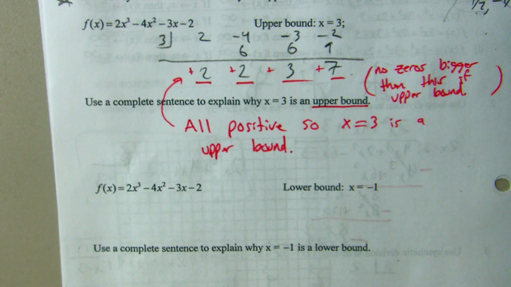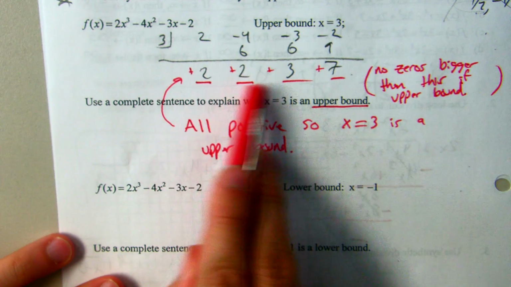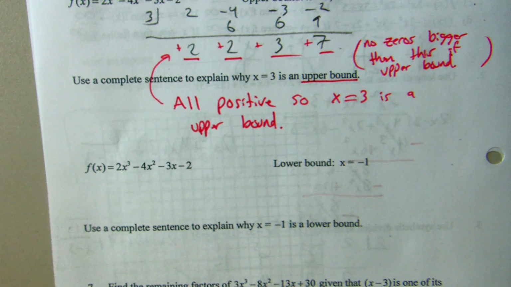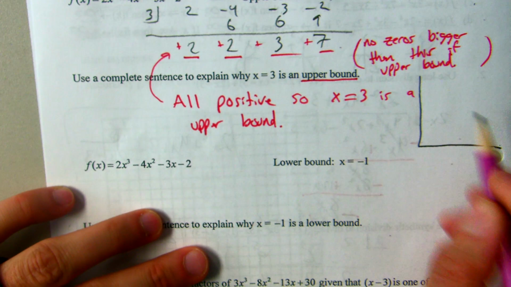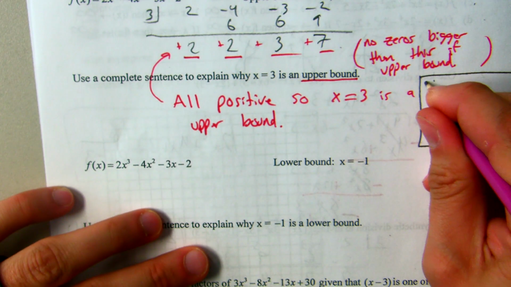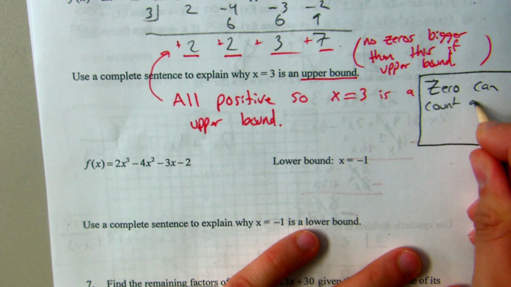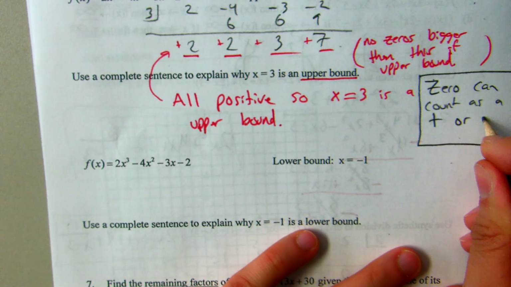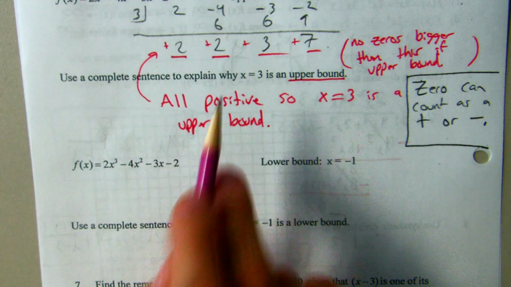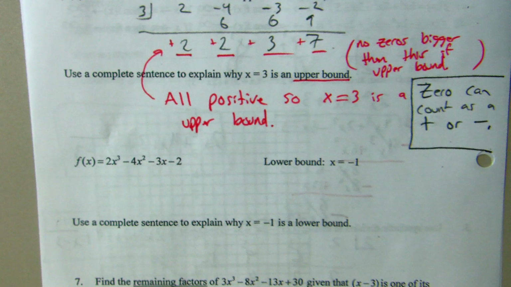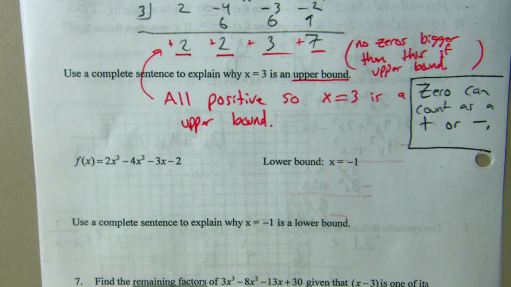So the work is really just synthetic division, but you're recognizing that all of the terms on the bottom are positive. You should also add that the number 0 counts as either positive or negative, however you want it to be. So if this was actually positive 2, 0, 7, it would still be an upper bound, because 0 can be treated as positive or negative.